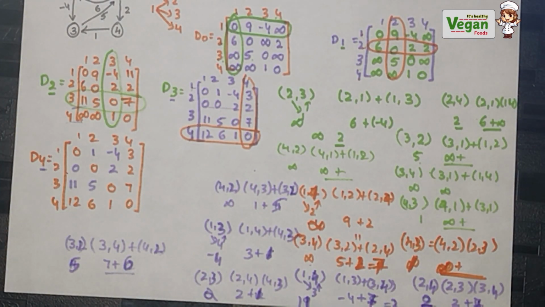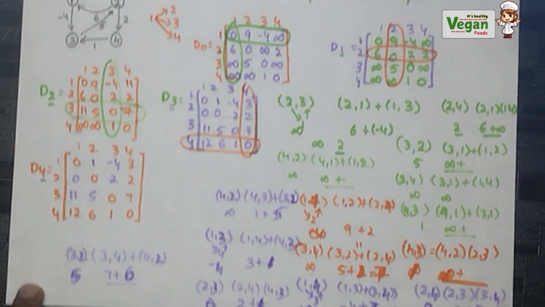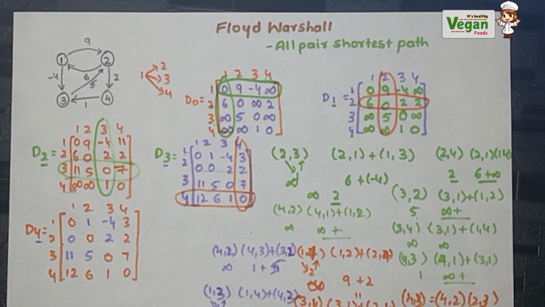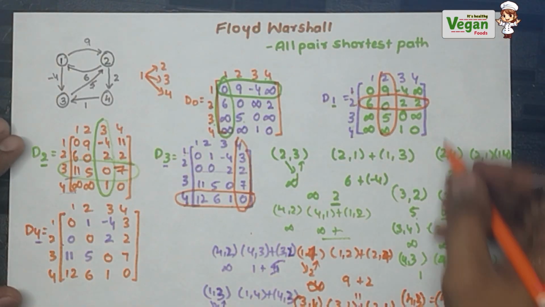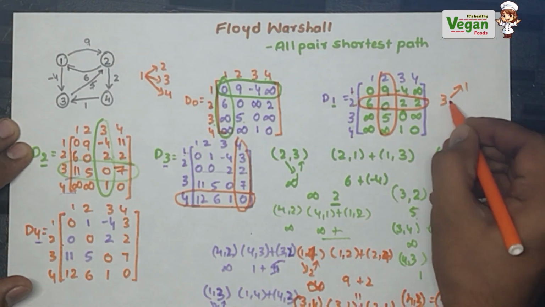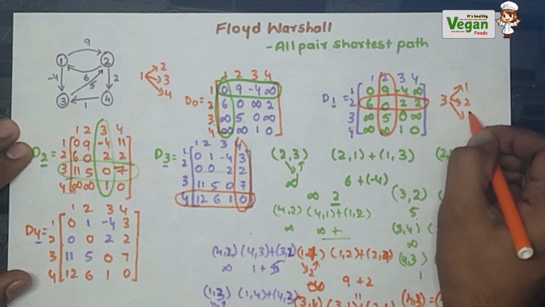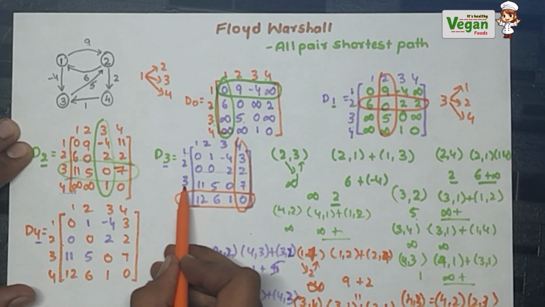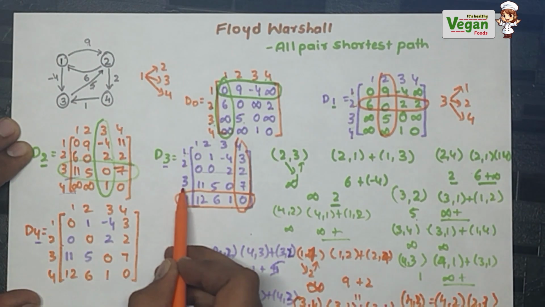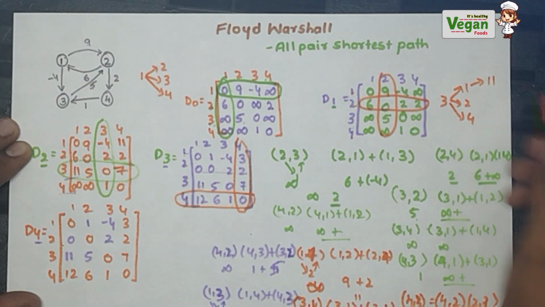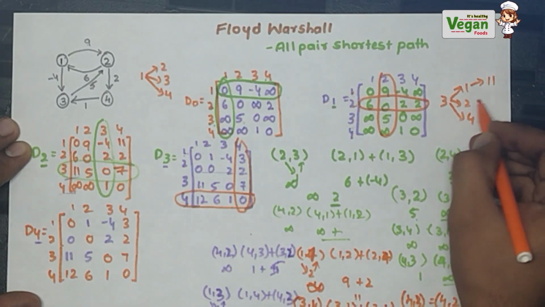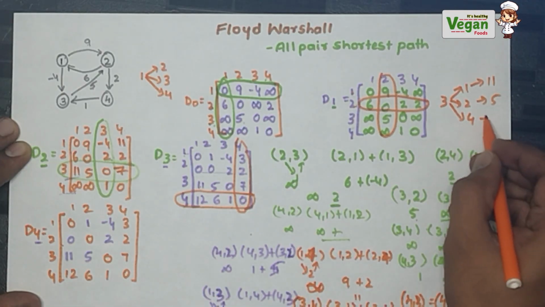Now we found out the shortest path for all of the pairs. I said all pair shortest path. Now I must find the shortest path from 3 to 1, 3 to 2 and 3 to 4. Here this is D3. Check D3. 3 to 1 it is 11, shortest path. 3 to 2 it is 5 and 3 to 4 it is 7.